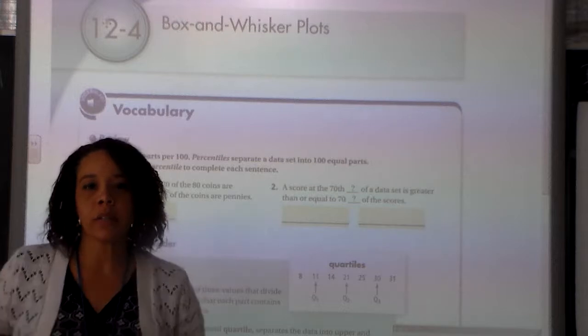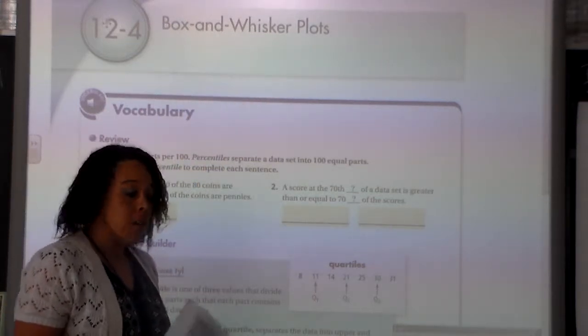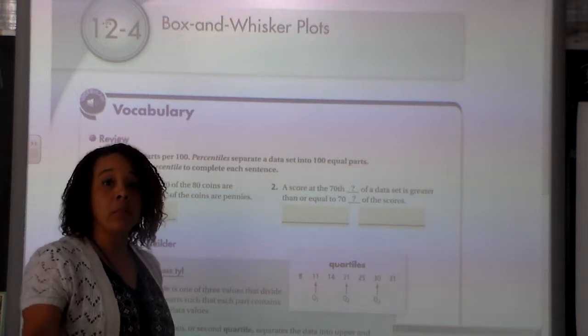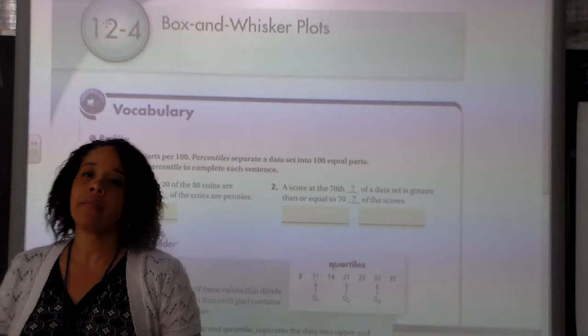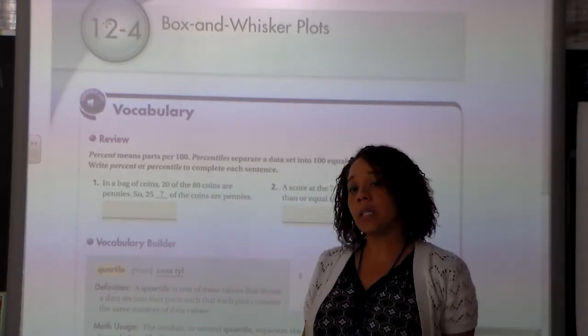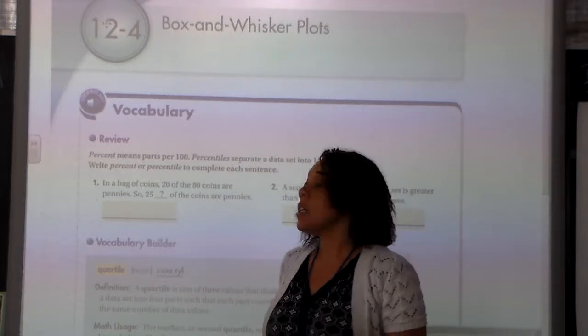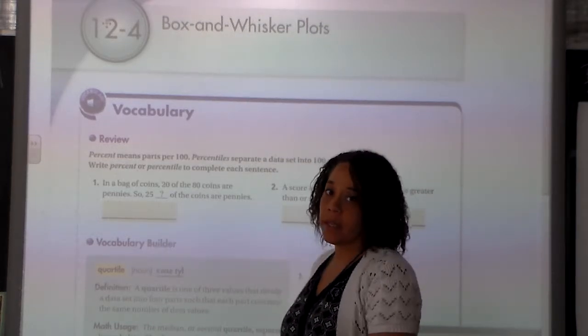Okay, in this lesson we're looking at section 12.4, box and whisker plots. Now, this is another way to represent data other than the charts and the graphs that we've seen so far. The box and whisker plots have a few different parts to it, so we want to start and look one step at a time.